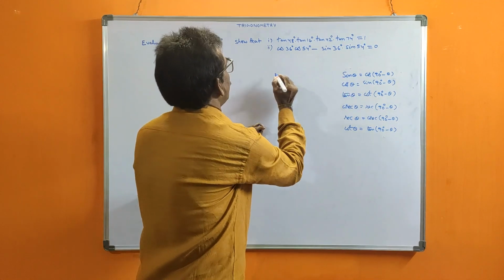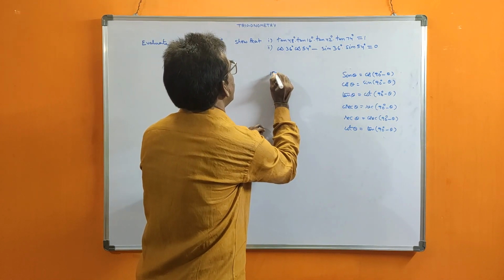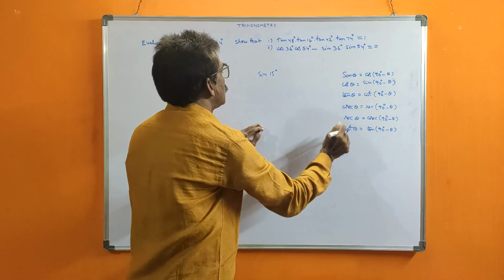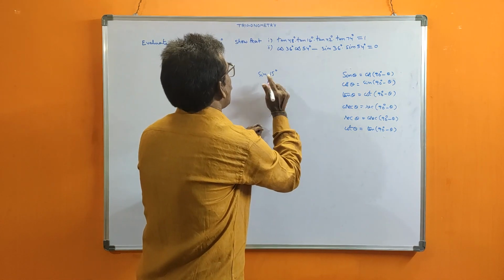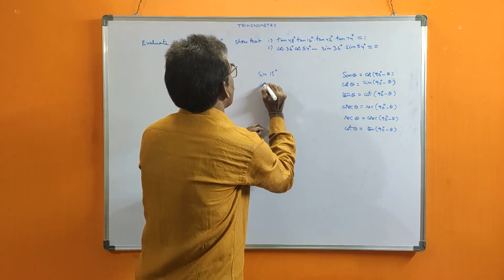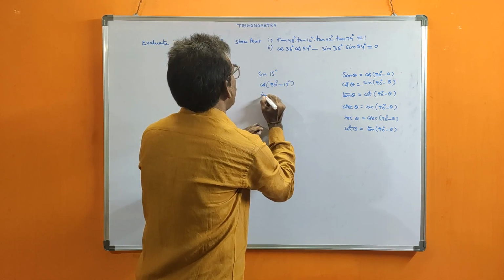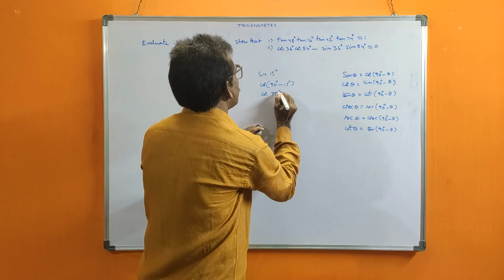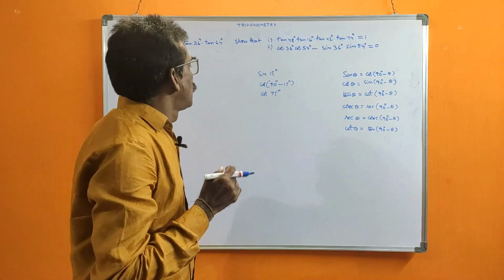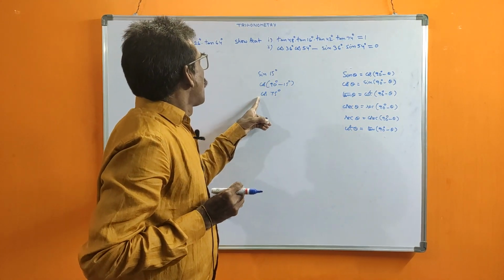Suppose you take sin 15 degrees, or any value in this. If you apply this formula, sin theta is equal to cos 90 minus theta. That means cos 90 minus 15. So sin 15 is equal to cos 75.